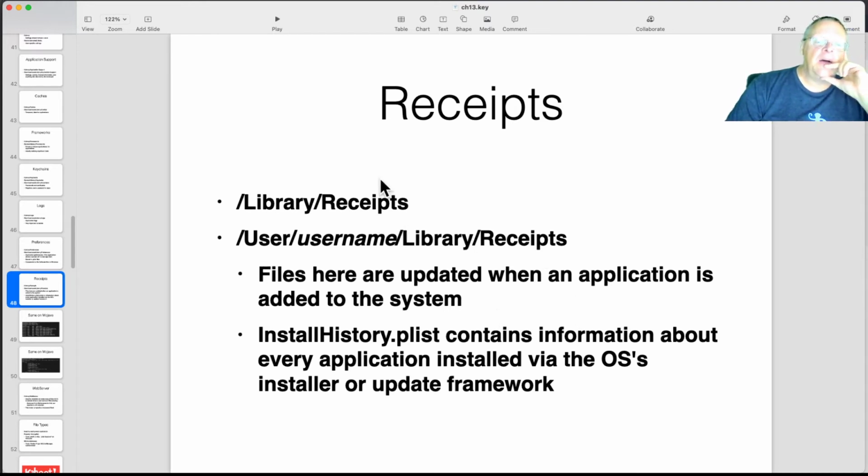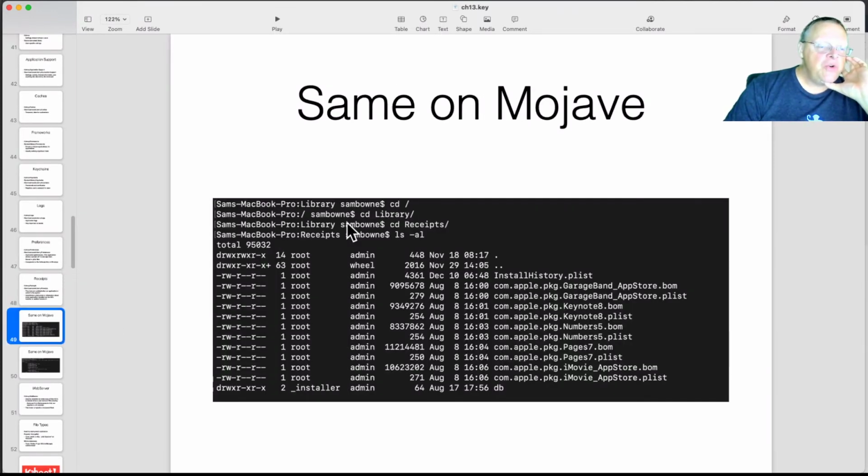Anyway, there are receipts updated here when an application is added, and here's an install history .plist that lists all the applications installed by the installer. And you can open it. If you go in here, you see all these plist files. Here I am in library receipts, and here's install history.plist, and here's bill of materials and plist for GarageBand, and bill of materials and plist for Keynote, and so on. These are two files created when you install an application.